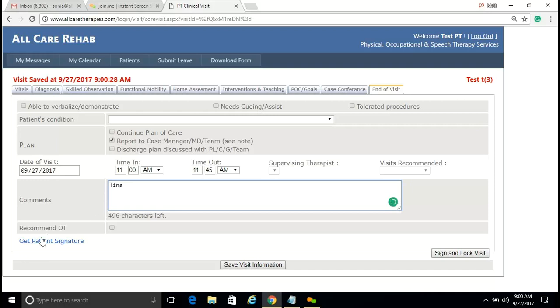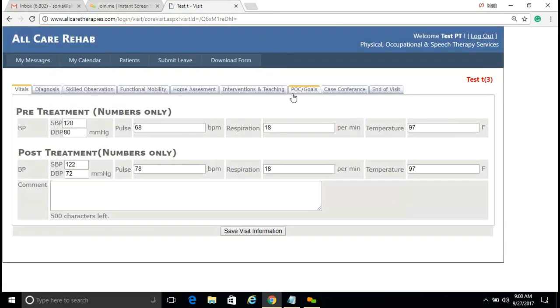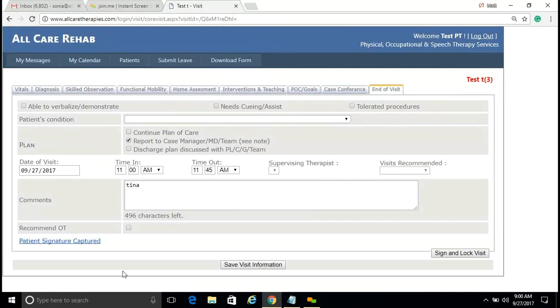And this is your patient signature, patient sign, right here, save. And okay, so your note is complete at this point, and all you have to do is assign and lock, and you're all done. I will be doing some other videos for follow-up and discharge visits as well.